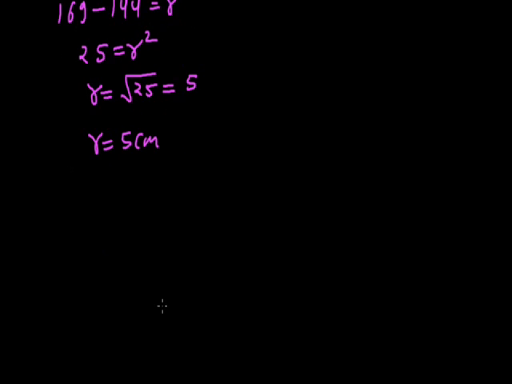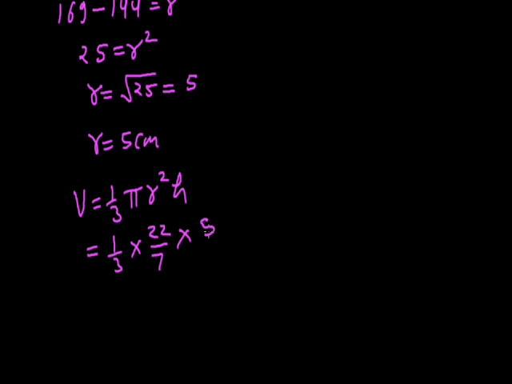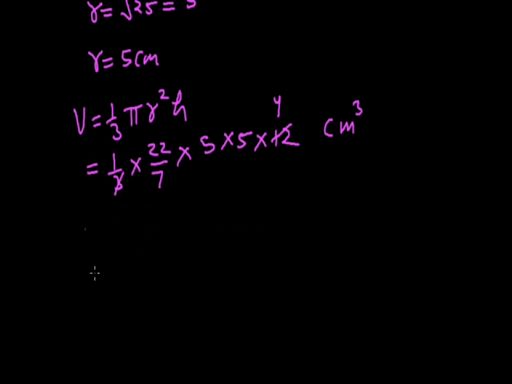Now we come to the volume part again. The volume is defined as 1 by 3 pi r square h. Now put the values. 1 by 3, in place of pi I put 22 upon 7, as radius is 5, so r square is 5 into 5. h is 12 centimeter. All the units are in centimeters, so the volume comes in centimeter cubic. So 22 into 5 into 5, that is 25, 25 into 4, that is 100 by 7 centimeter cubic.